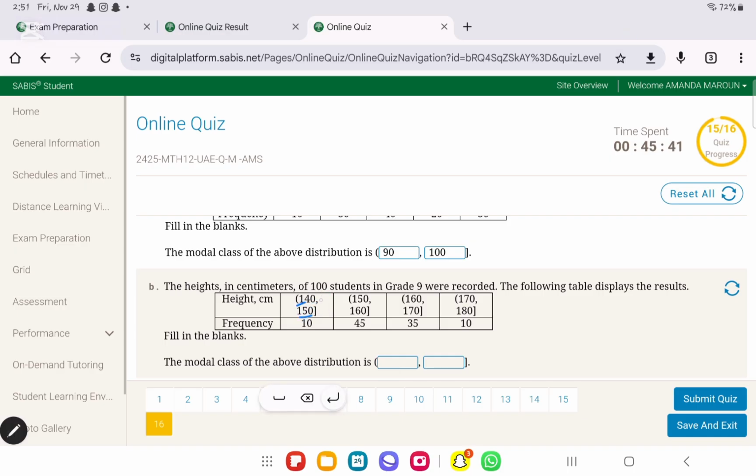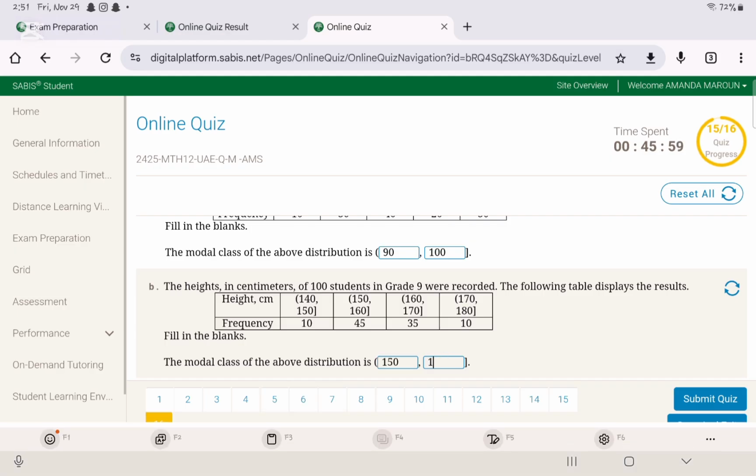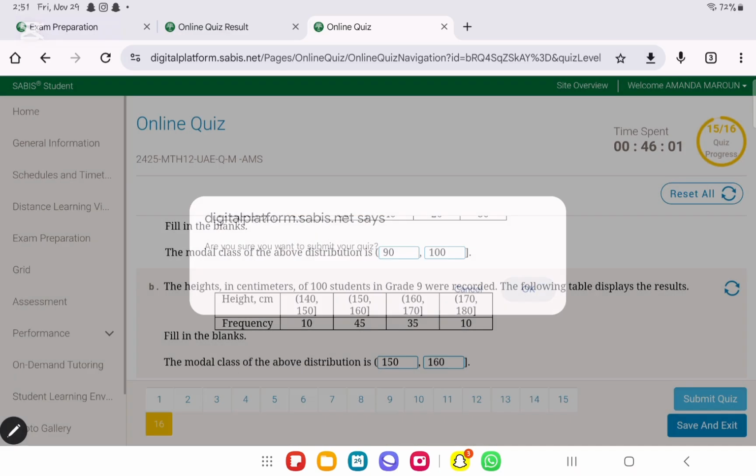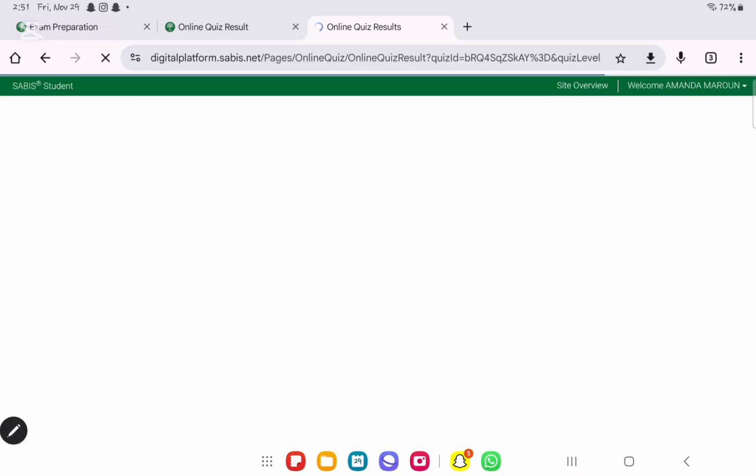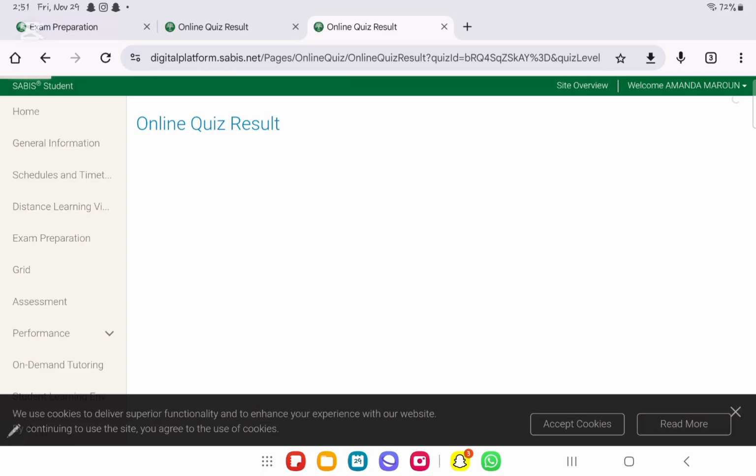Now here, this is a trick. Look, 150 minus 140, if you find the width, it's 10. Here it's also 10 and 10 and 10. So instead of dividing them to find the frequency density, if they all have the same interval, just choose the one with the biggest frequency, and it's going to be 150 to 160. So let's submit, and hopefully we do not have any mistakes. And thank God we do not have any mistakes.